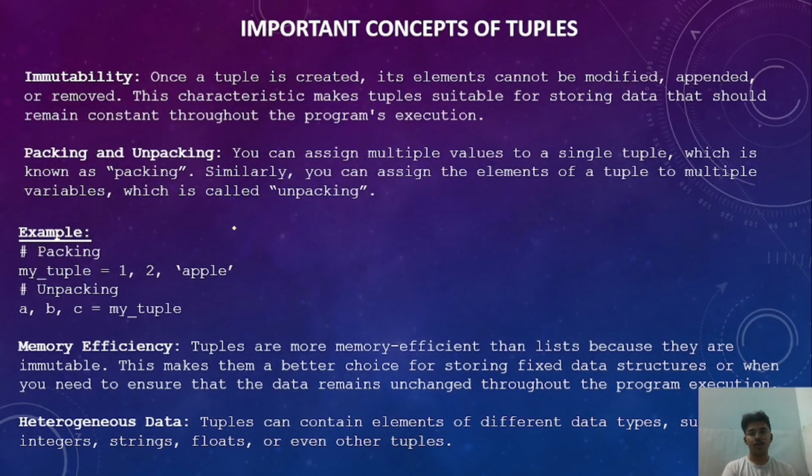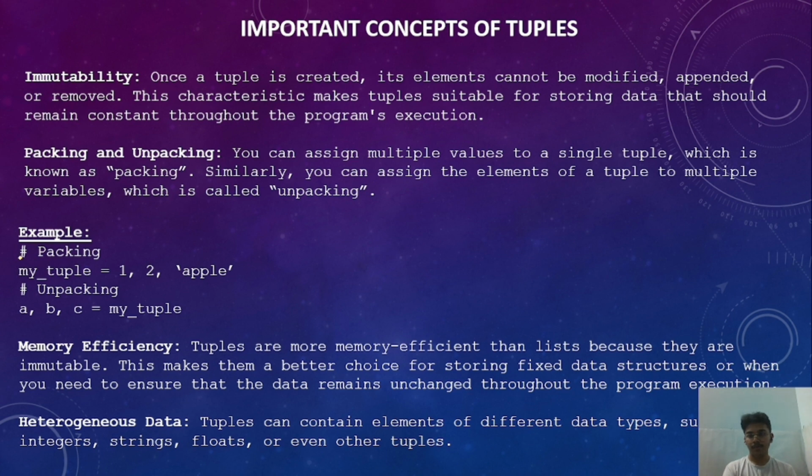Moving on to important concepts of tuples: immutability, packing and unpacking. First, what do we mean by immutability? Once a tuple is created, its elements cannot be modified, appended or removed. This characteristic makes tuples suitable for storing data that should remain constant throughout the program's execution. Packing and unpacking. You can assign multiple values to a single tuple, which is known as packing. Similarly, we can assign the elements of a tuple to multiple variables, which is known as unpacking, as shown.